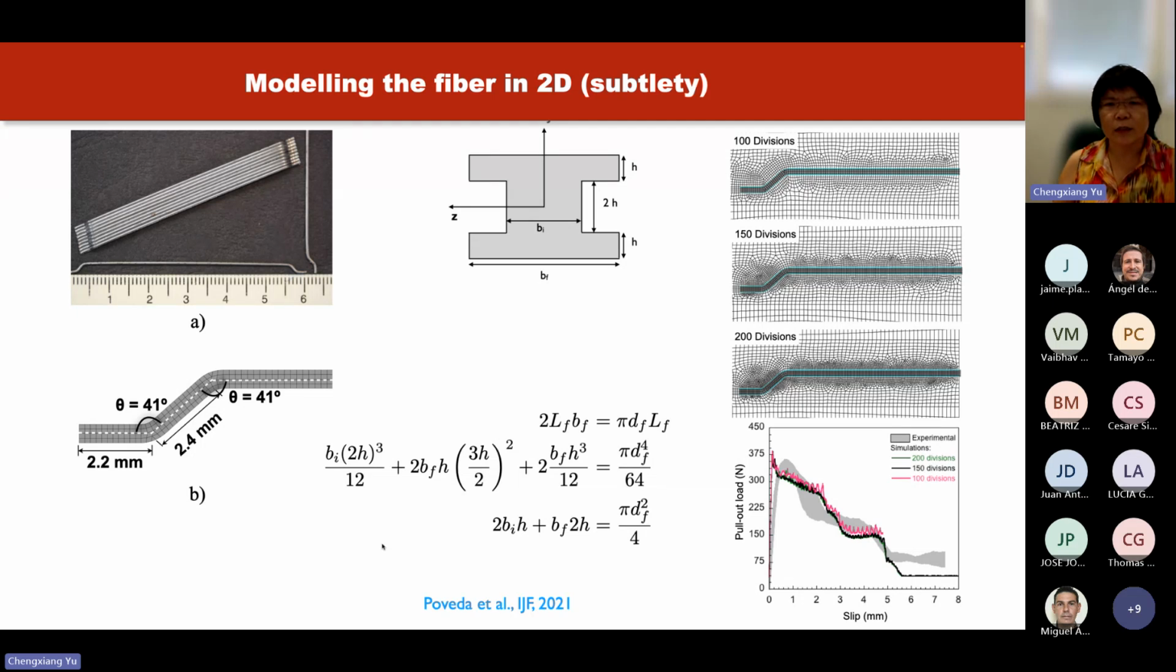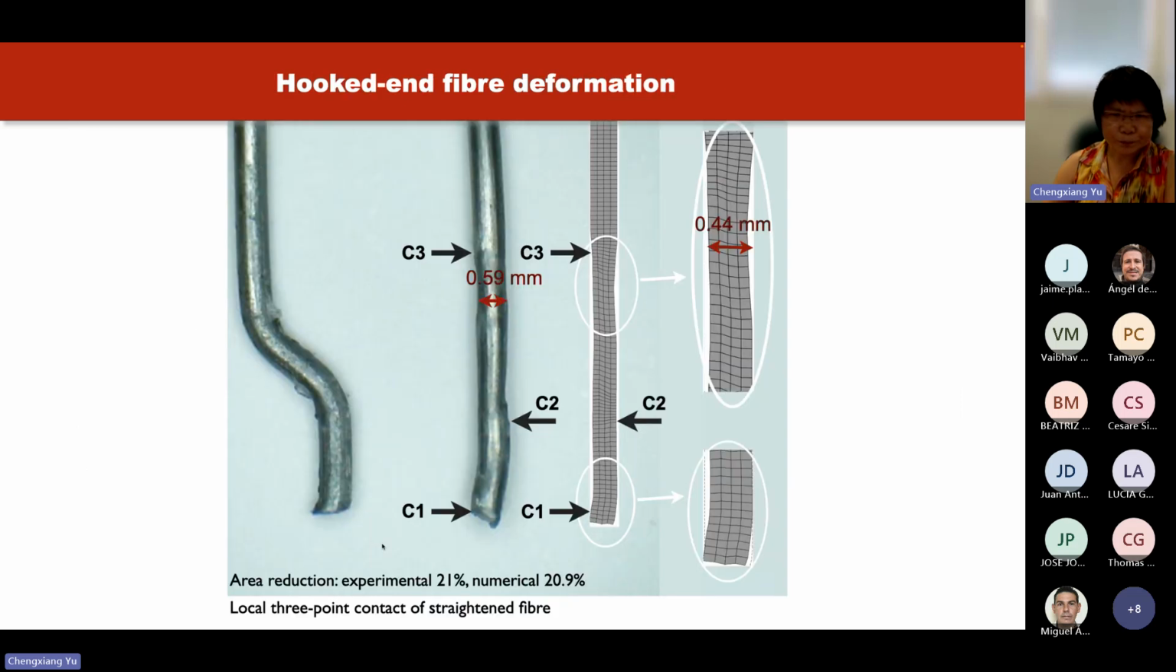So that's why you have this I-shape cross section that we modeled, to satisfy the three equations you see there. Okay, and the simulations were for the fiber in the longitudinal direction. You have 100, 150, and 200 divisions, just to see the influence of the mesh. So in the end, we made the calculations with 100 divisions.